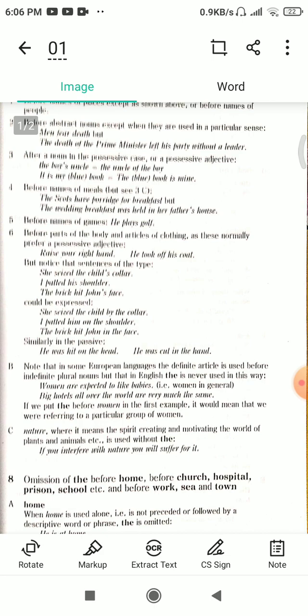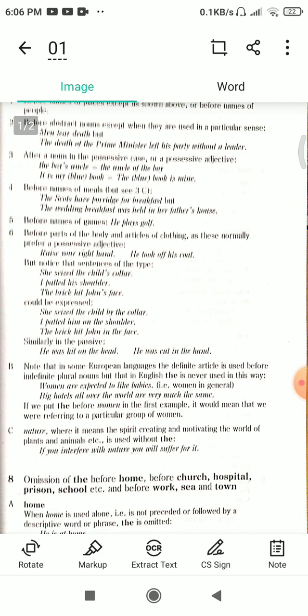Number 1, before nouns of places except as shown above or before names of people. Number 2, before abstract nouns except when they are used in a particular sense. For example, men fear death, but the death of the Prime Minister left his party without a leader.